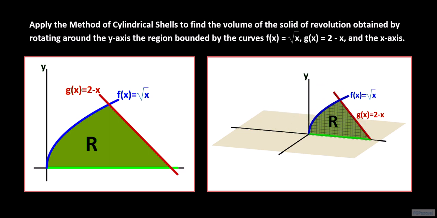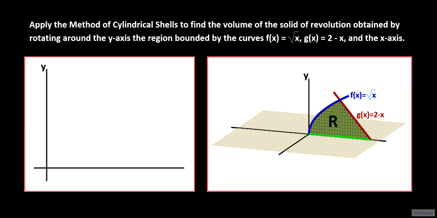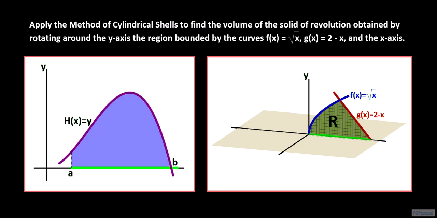Before we set up the volume integral or integrals for the solid of revolution, let us review the cylindrical shell's integral formula for a basic solid of revolution. If the region generating the solid of revolution is bounded above by the graph of h of x equals y, and below by the interval from x equals a to x equals b on the x-axis, then the volume of the solid of revolution is 2 pi times the integral from a to b of x times h of x.